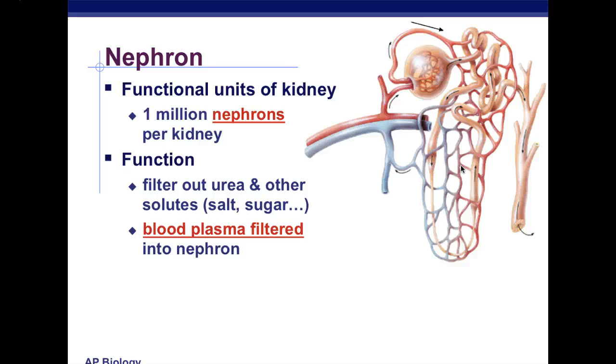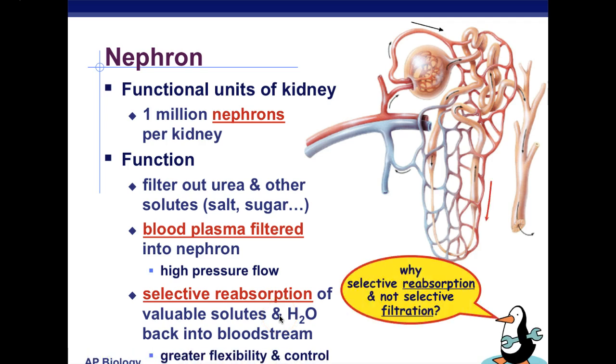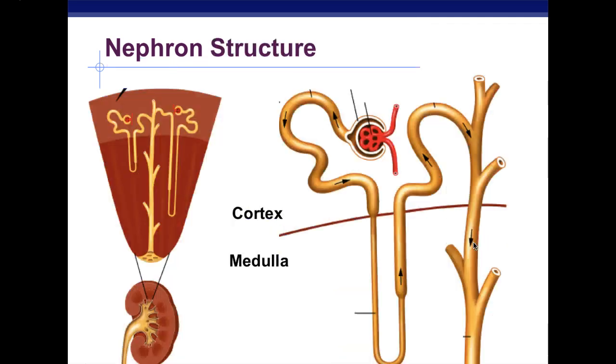Blood plasma is filtered into the nephron, so blood plasma is the liquid component of your blood, and this happens because there's actually a pressure gradient. So the materials are being pushed out of the blood via the high pressure of the blood and lower pressure of the filtrate. And then what happens in the nephron is we get selective reabsorption of valuable solutes, so things like sugar and salts, and water back into the bloodstream as needed. And this occurs because we have countercurrent flow, so the filtrate, the materials in the nephron, flow in one direction and the blood actually flows in the opposite direction. And this forms something called a countercurrent exchange.